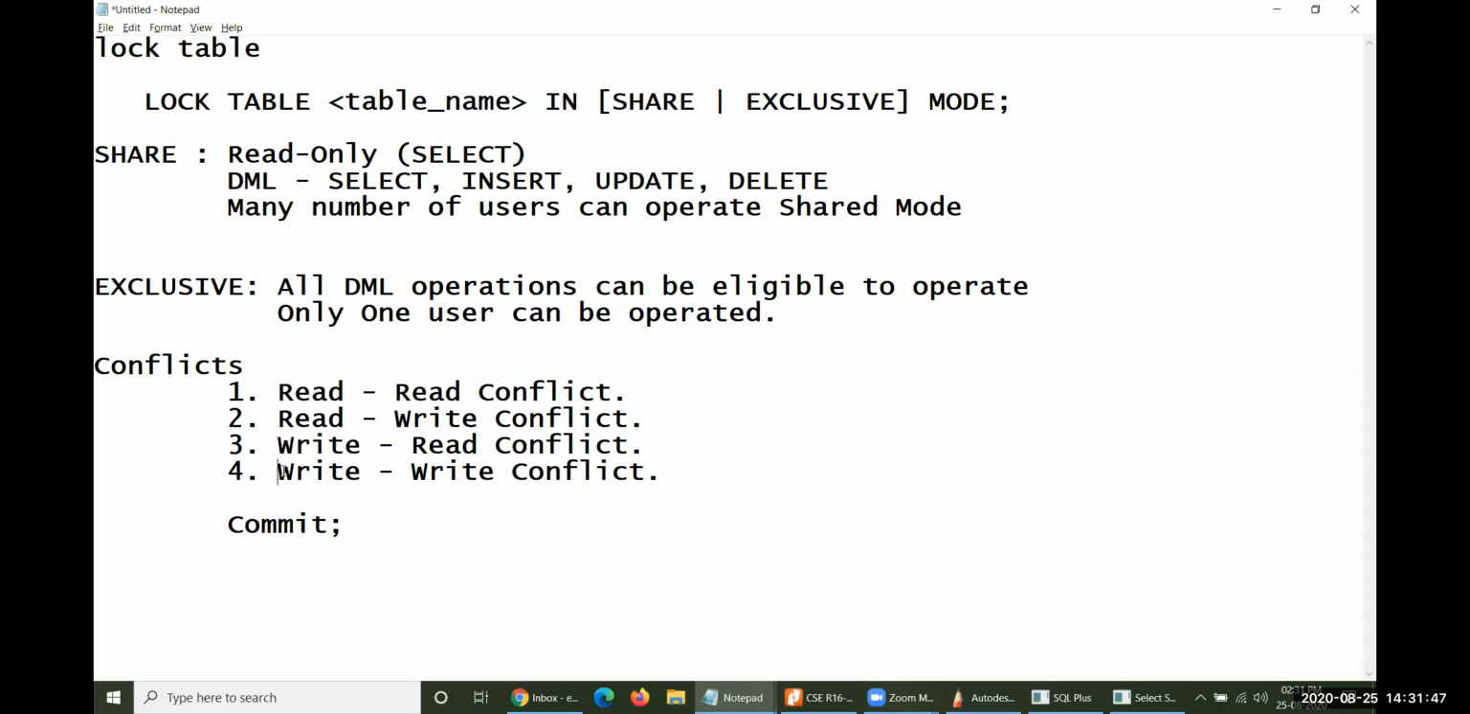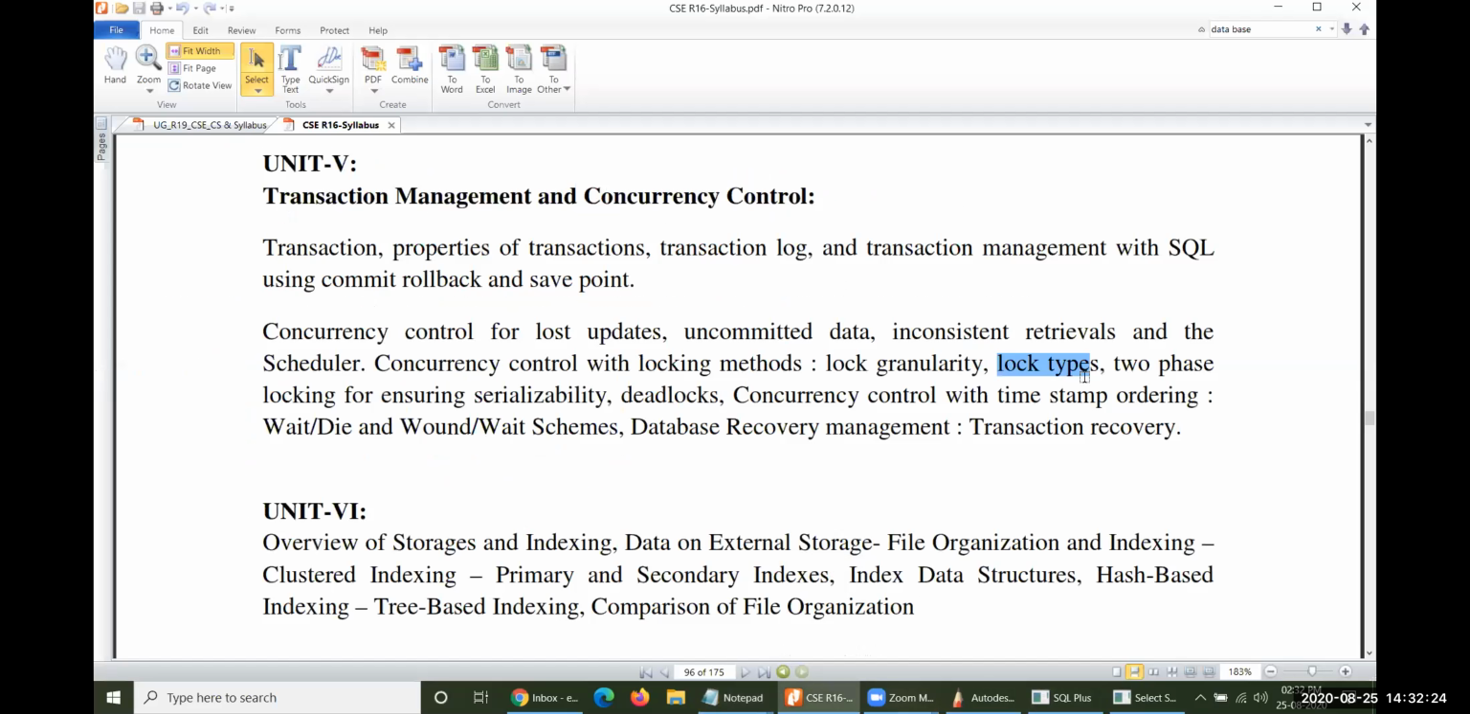Of course, write-write conflict is also the same. If exclusive mode is taken by one particular person, all other people cannot operate any other locks or any other operations on the same resource. In this way, you have to operate our lock table, and this lock table operation is very useful while concurrent operations are going on with the same object, same table or same database. This is the point I'd like to make here.